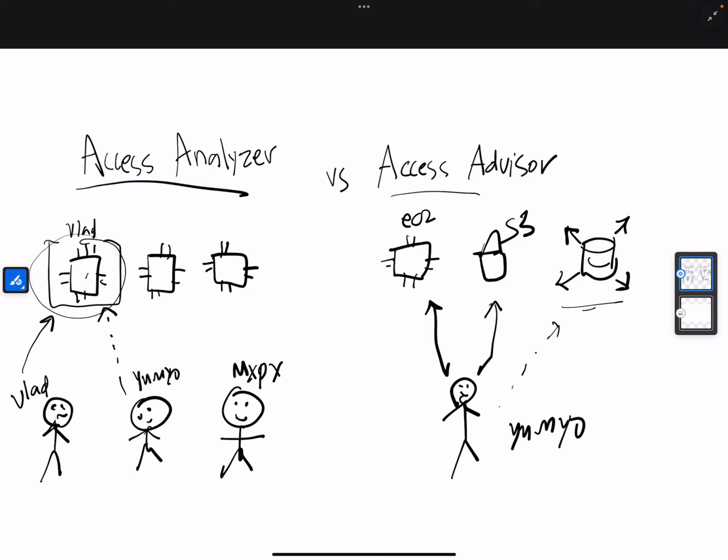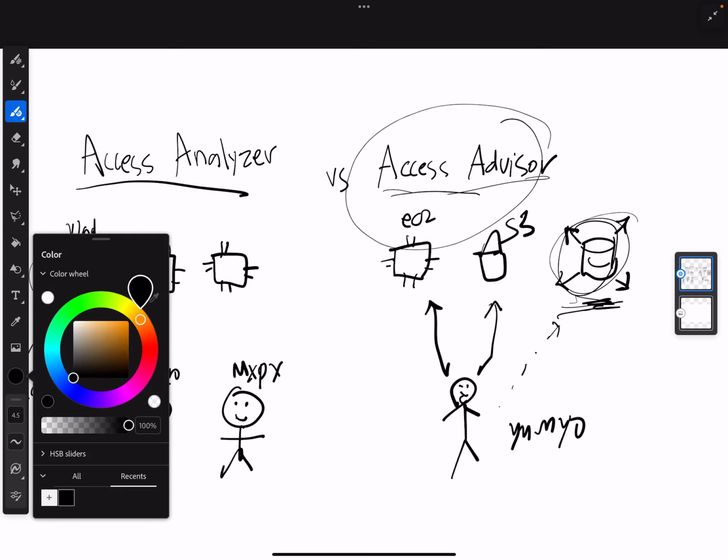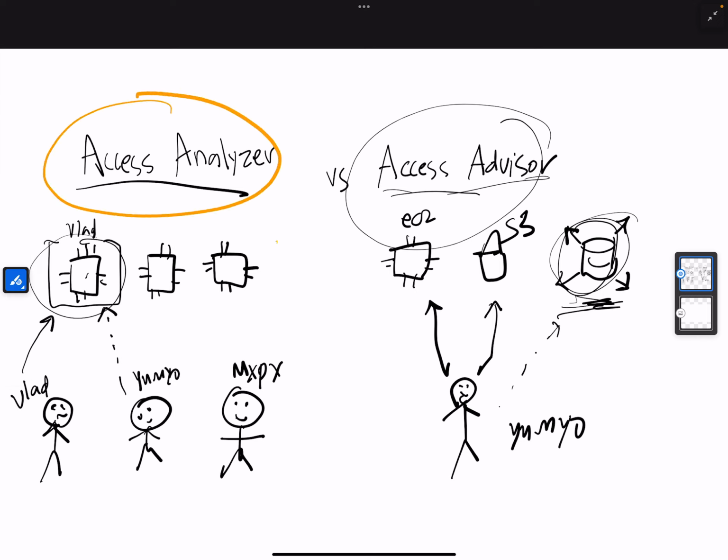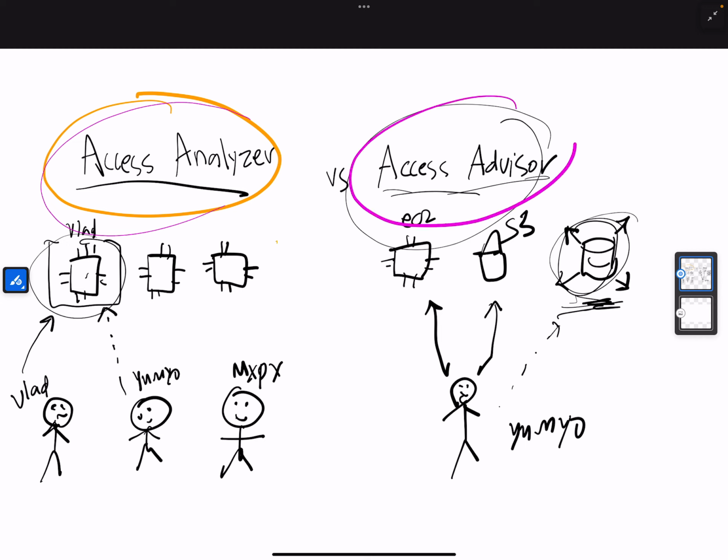So we can decide if we want to keep the RDS running, because Yamu doesn't need it. So yeah, that is the job of the Access Advisor. So these are the differences between what is Access Analyzer and what is Access Advisor.